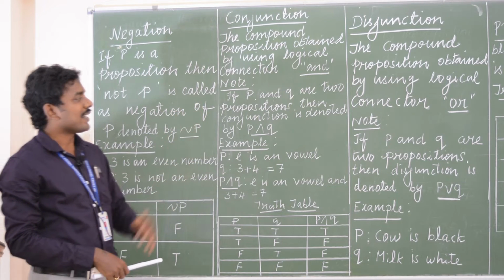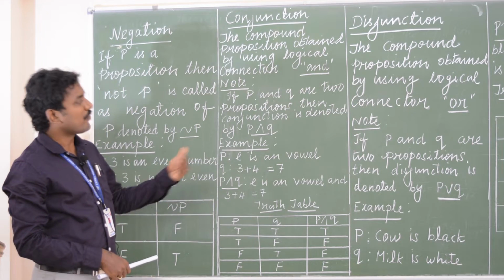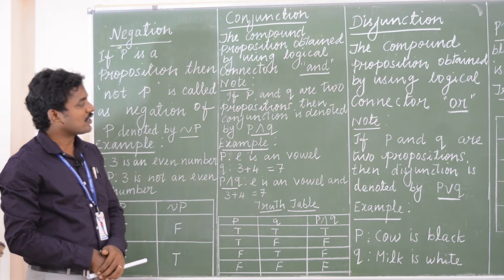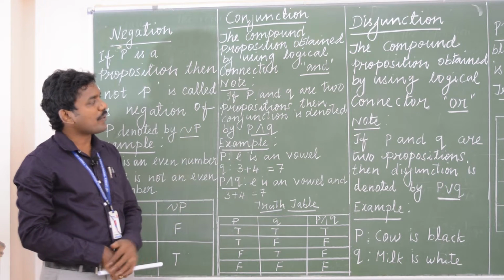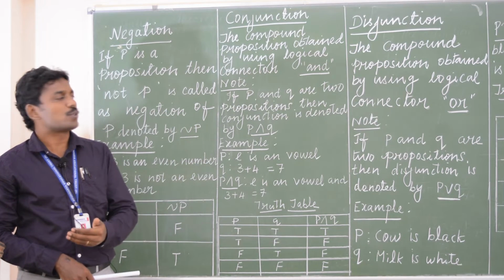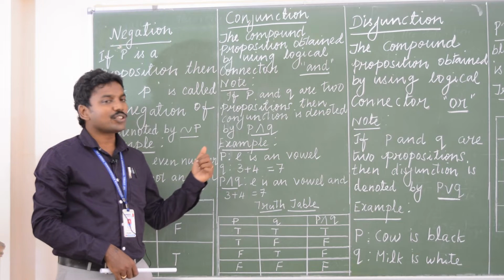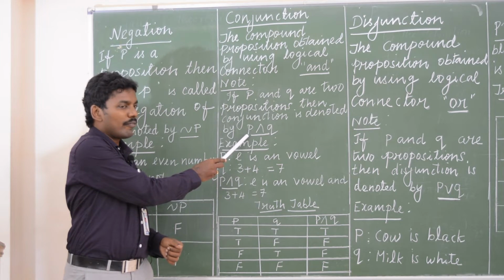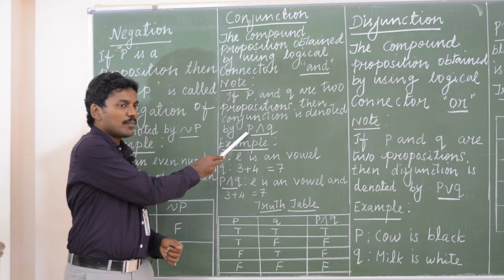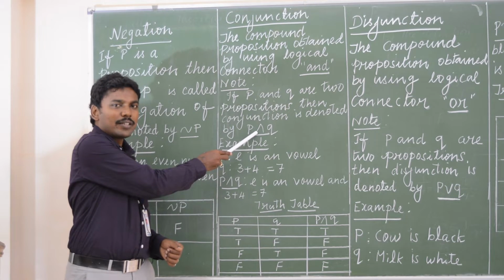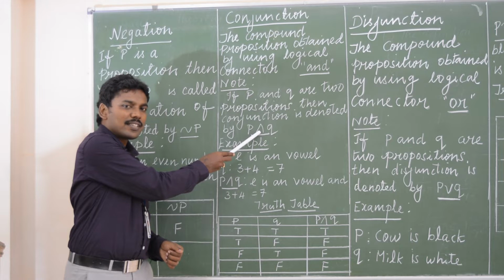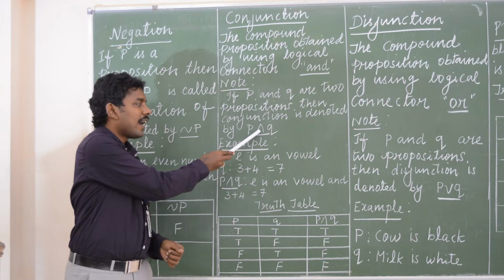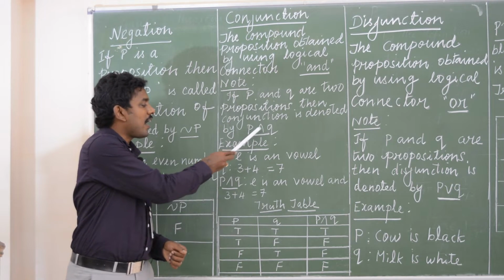And I have taken an example. Before that, just observe this note. This note says if P and Q are any 2 propositions, then conjunction is denoted by this particular symbol. We have to pronounce this symbol as AND only. Logically we call this symbol and, and this should be read as P and Q.